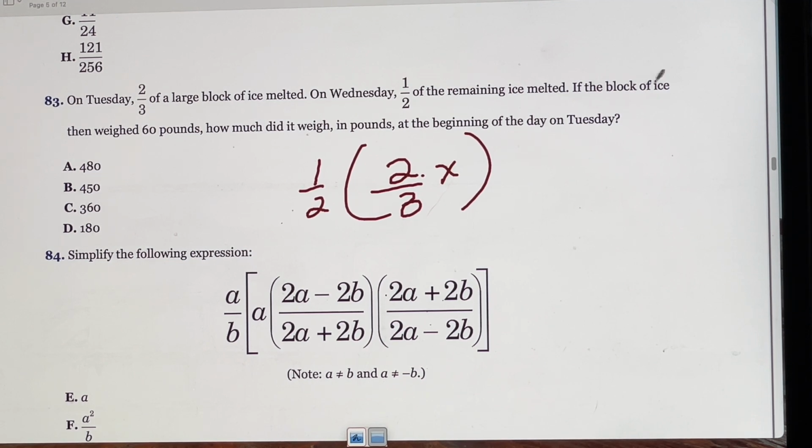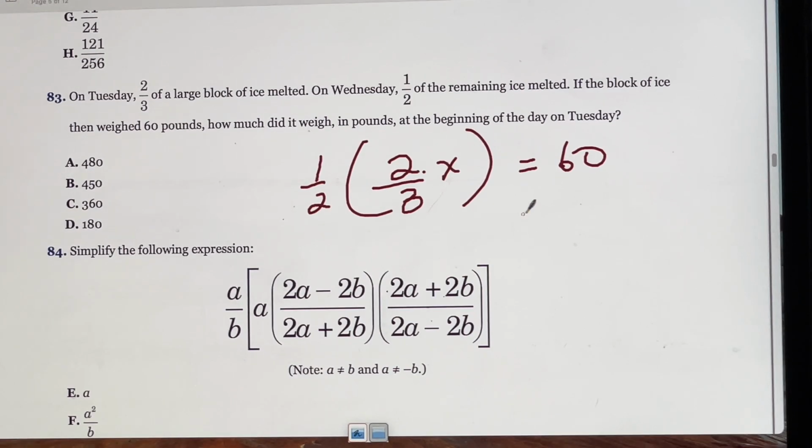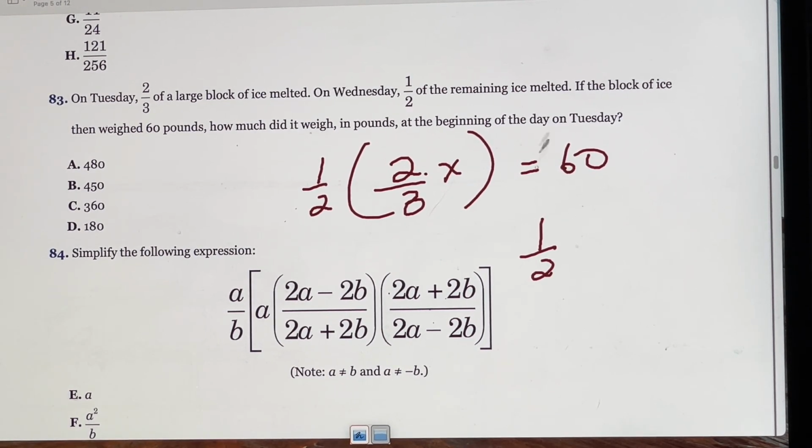Okay, hang on a second. If the block of ice then weighed 60 pounds, let's give that as 60. We can, so half. So try to make this in a way that we can.